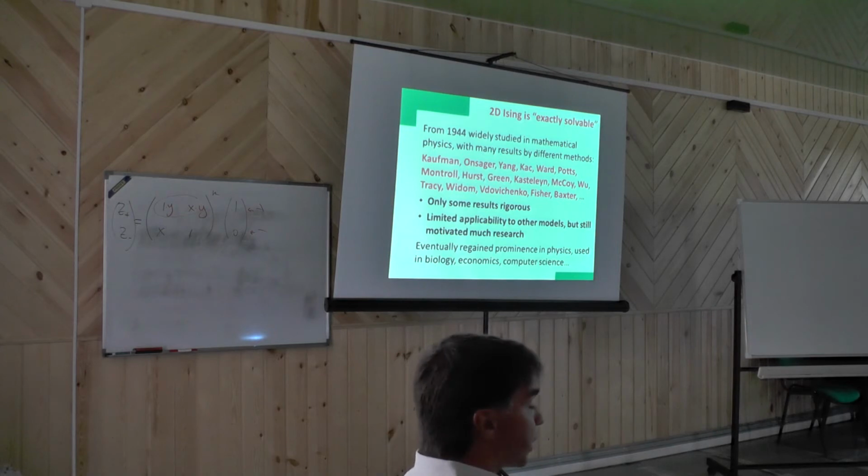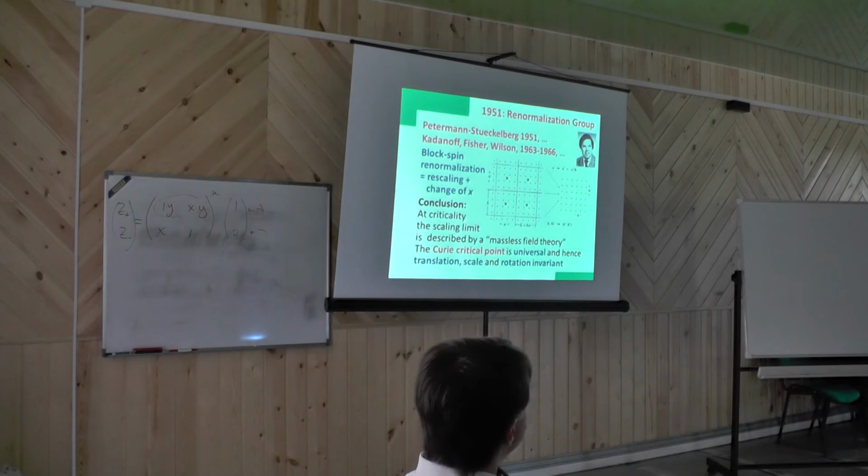And eventually it also became very applied to other phenomena in physics, and even economics, biology and computer science. I don't have time to speak about all of this. I'll just mention two developments. One development is the renormalization group, which is not a mathematical object yet, but for which Ken Wilson got a Nobel Prize in physics.